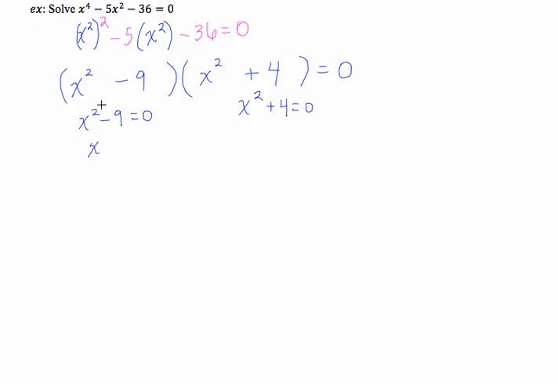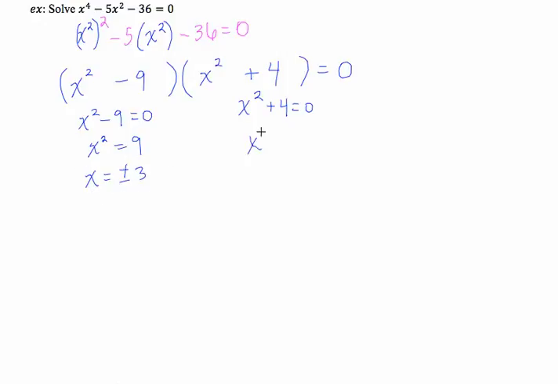So over here we have two choices. We could either factor x squared minus 9 as the difference of two squares, or you could move the 9 over and take the square root of both sides, which is what I'm going to do. Don't forget that plus or minus when you take the square root of 9.